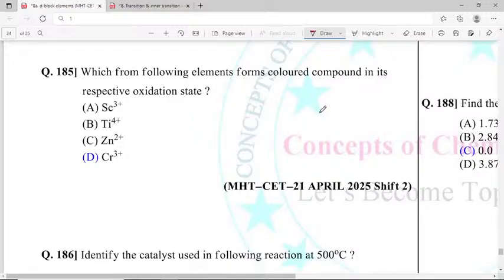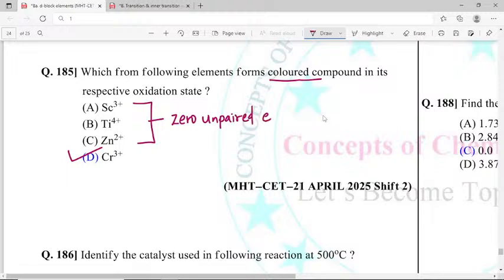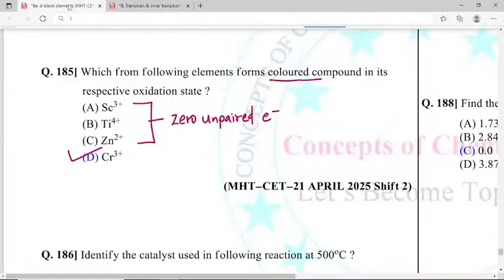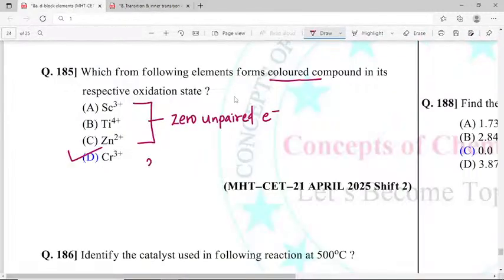Which from following element forms colored compounds? Chromium plus 3, and all these others have 0 unpaired electrons. Chromium 3 plus is 3d3, so 3 unpaired electrons.